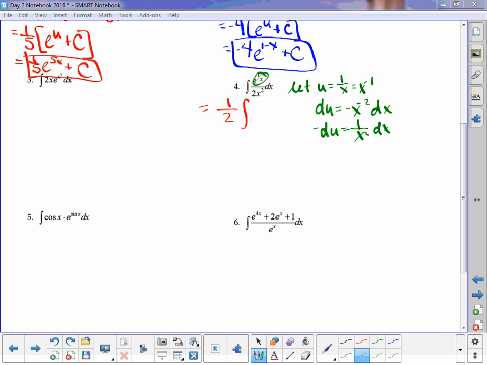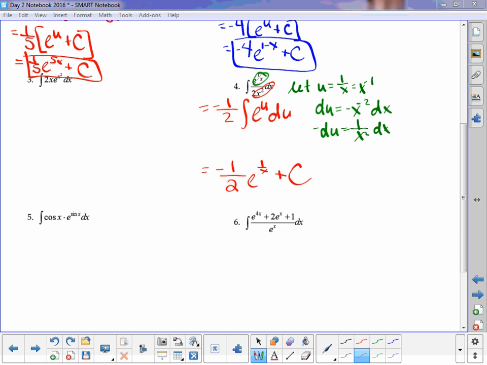All right, let's see. So we've got e to the u. My dx, so it's 1 over x squared dx. We've got that represented. So I've got du, and that negative just comes out in front. Are we okay with that? All right, so then what did we get for our final answer? Negative 1 half e to the 1 over x plus c. Any questions on that one?